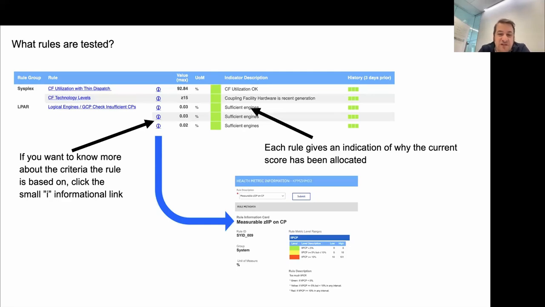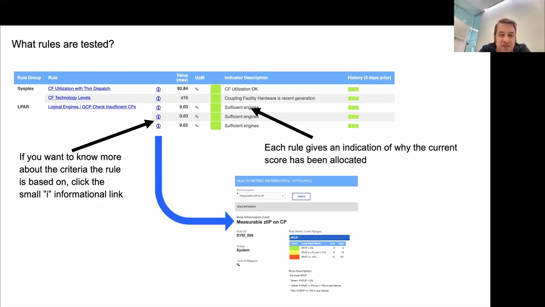Now, when you look at the rules, you can have a look and it will give you a detail around where it fits within the criteria or the threshold that's in there. If you want to know a little bit more about what is happening, you can click on the little eye icon and it will tell you details on the rules and where the thresholds lie within that. When you look at the summary, you can also see that each rule gives an indication about why the current score has been allocated.